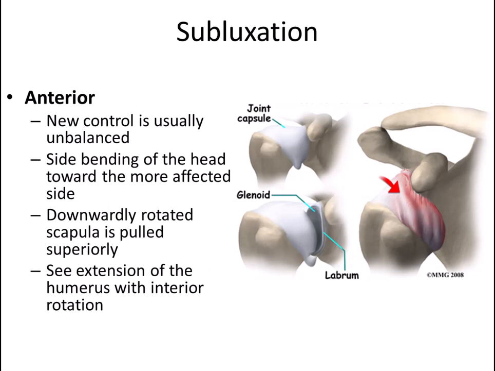Another kind of subluxation you may see in this patient population is called an anterior sublux. In this case, any new muscular control gained by the patient is unbalanced. The downwardly rotated scapula is not seated properly and is pulled superiorly. Also, you may see extension of the humerus with internal rotation, and this causes the shoulder to sublux anteriorly.